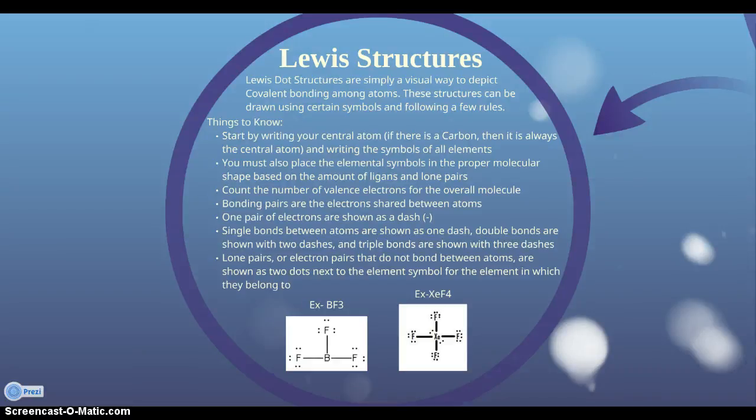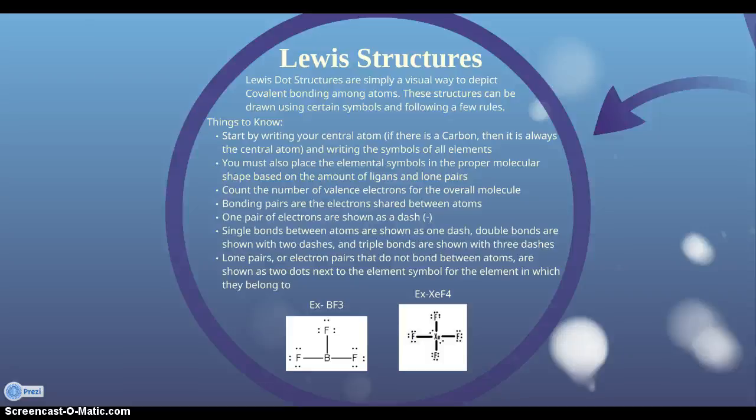Start by knowing your central atom, and if there's a carbon, it's always a central atom. You have to write all the elemental symbols involved in the proper molecular shape or arrangement based on the amount of ligands and lone pairs. Count the number of valence electrons, we all know that.